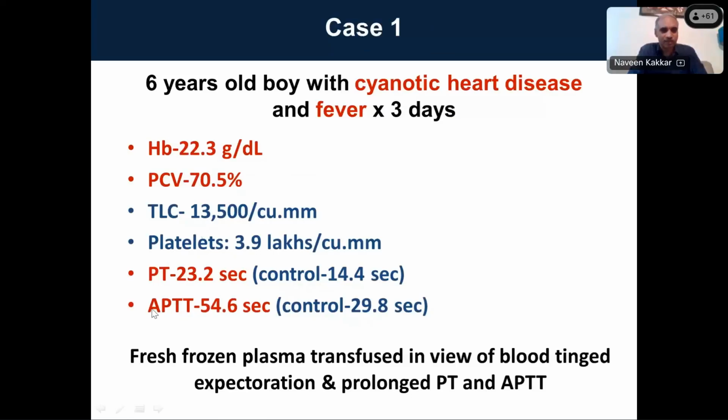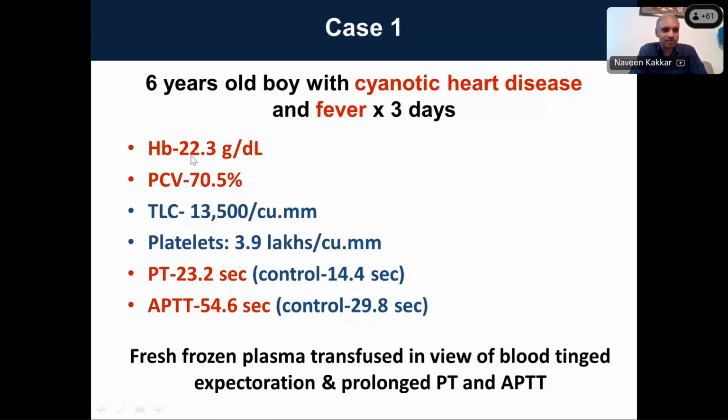And like you said, both PT and aPTT are prolonged. And the consultant thought because he has blood tinge expectoration, both PT and aPTT prolonged, let's give FFP, that will cover both. So the problem in this case is actually, so I did not give you one value purposely.